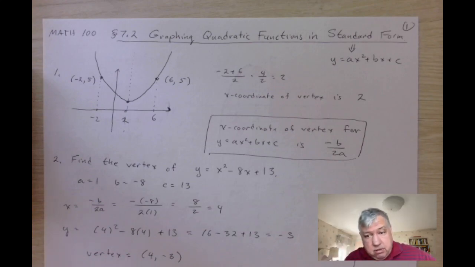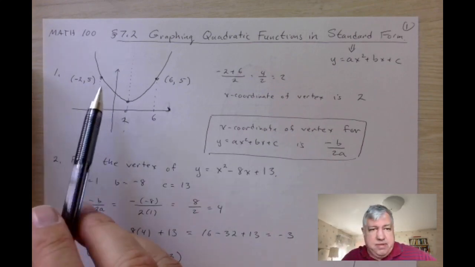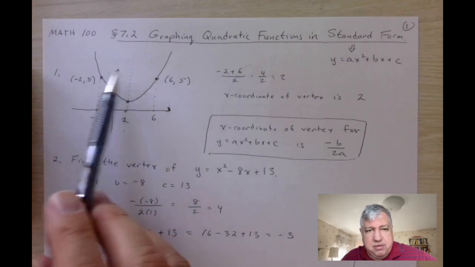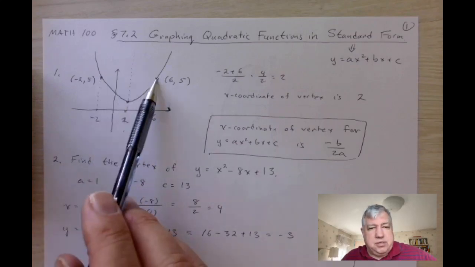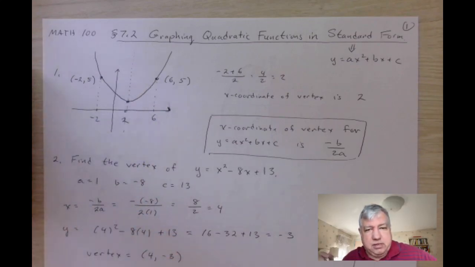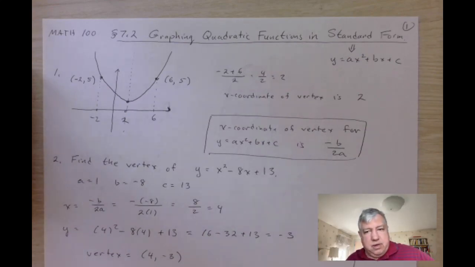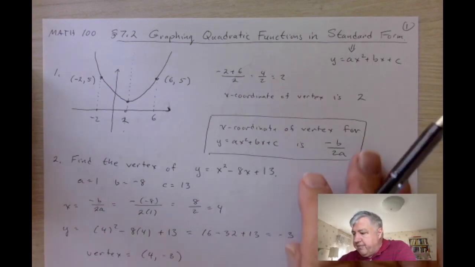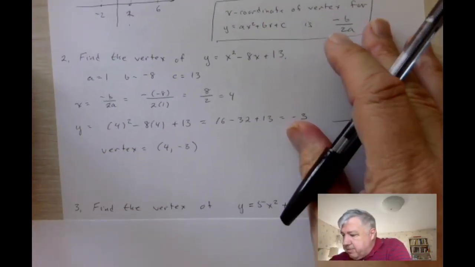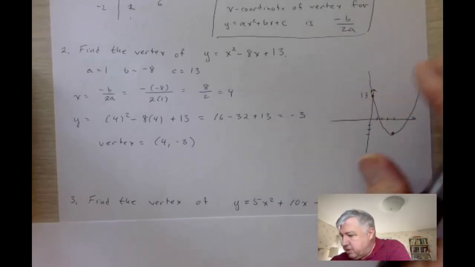You can do that in all of these, except in one of the few examples where they just give you two points opposite each other. Then you take the midpoint, and that's about all you can do. But for all the other examples, we can use this formula here. The x-coordinate of the vertex is negative b over 2a. So we did number 2 before. Let's look at number 3.